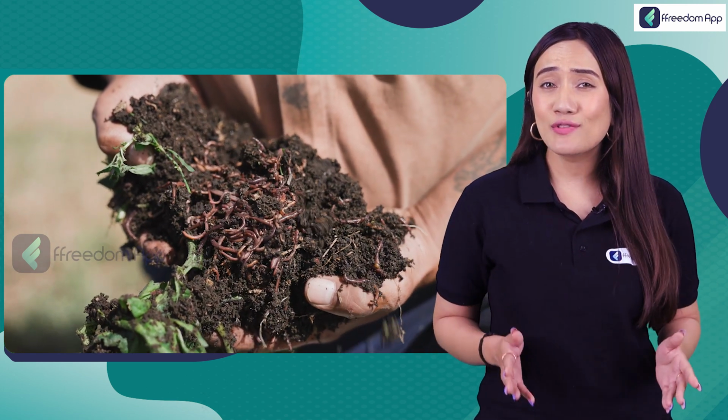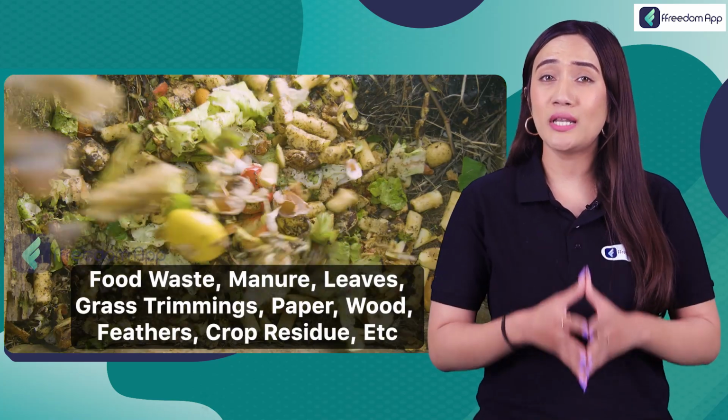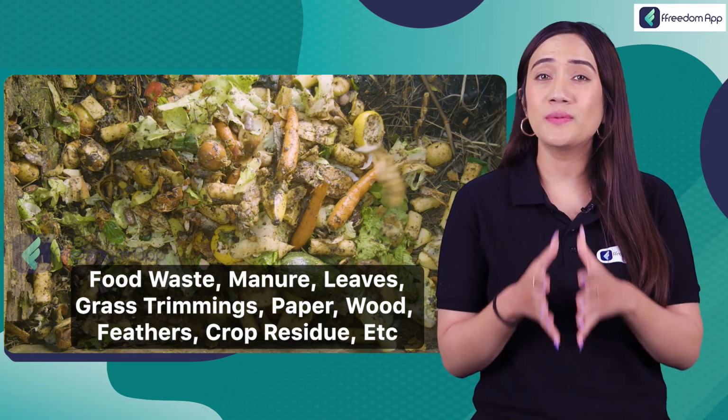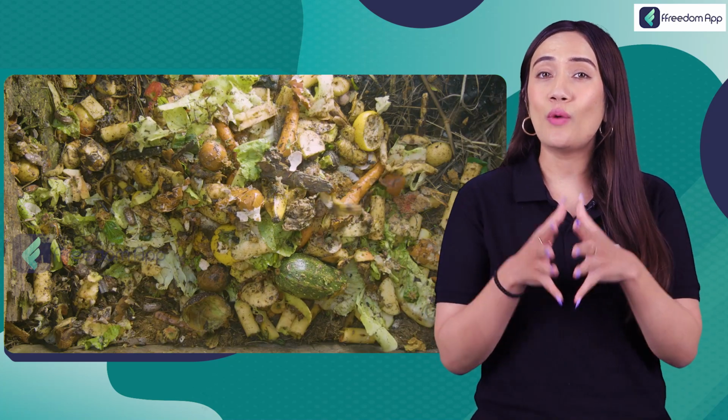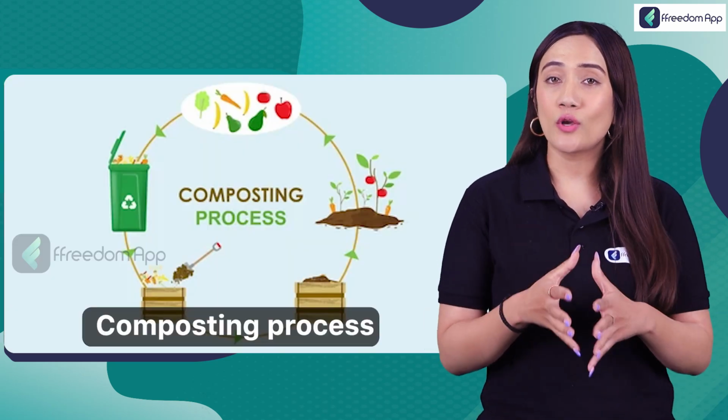Compost is decomposed organic material made with materials such as leaves, shredded twigs and kitchen scraps from plants. Composting is a good way to recycle leaves and other yard waste. It is a natural method of recycling. Composting biodegrades organic waste, that is food waste, manure, leaves, grass trimmings, paper, feathers, and crop residue, and turns it into valuable organic fertilizers. Let's talk about the composting process.